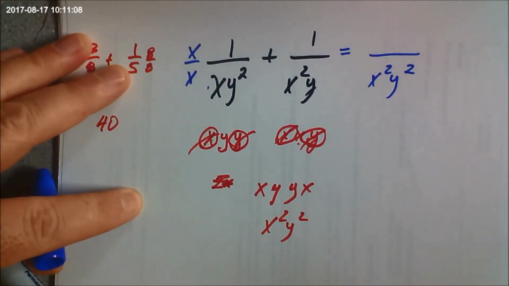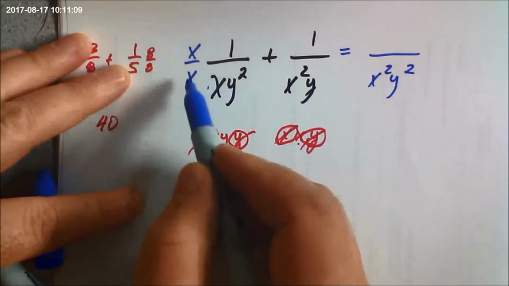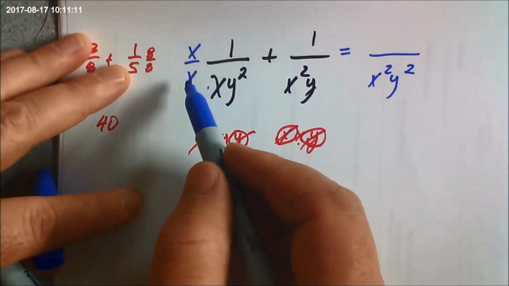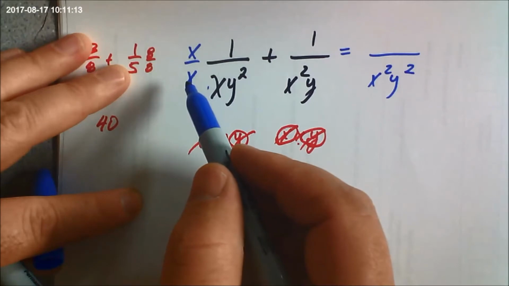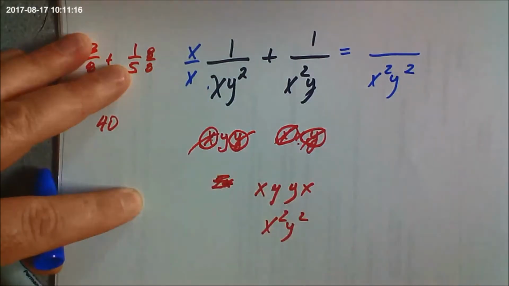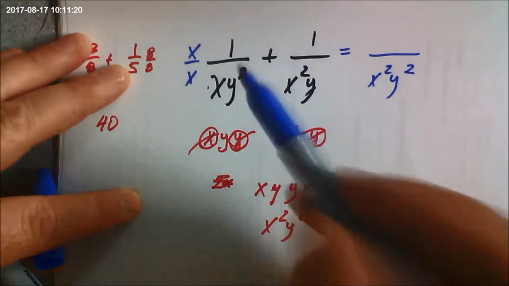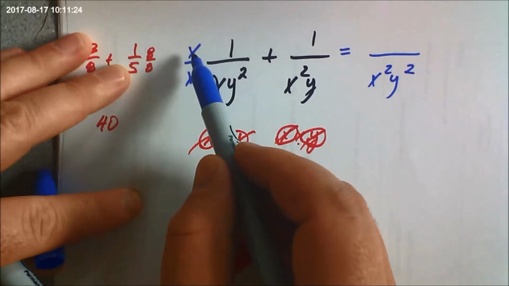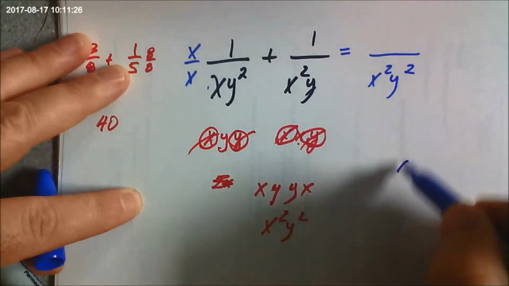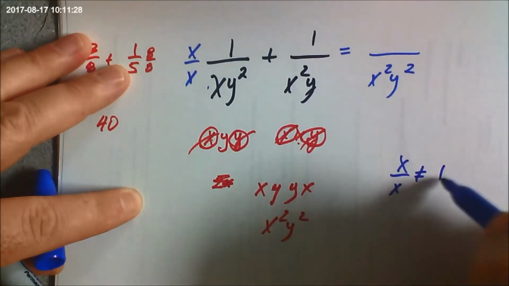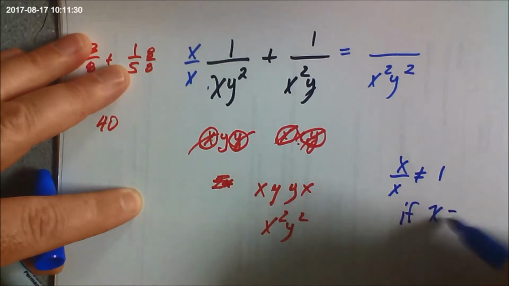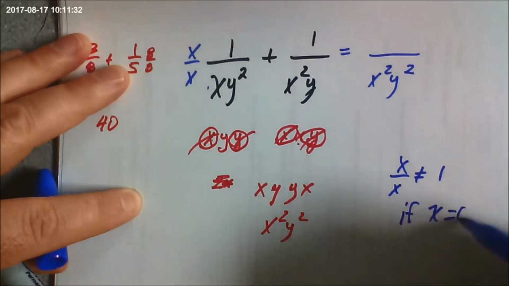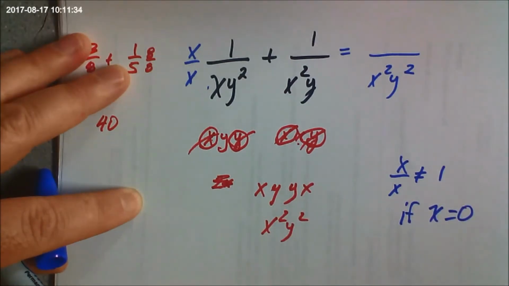Hey, what does x divided by x equal? 1. You're right, it's 1. You guys agree? Something divided by itself is 1, unless, what would make this not equal to 1? Like x divided by x does not equal 1 if x equals 0. Can't divide by 0. Oh, that's a good question right there.